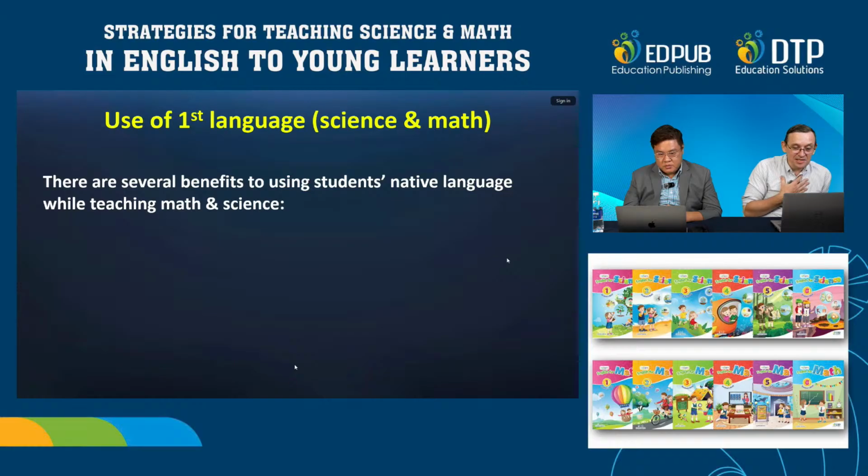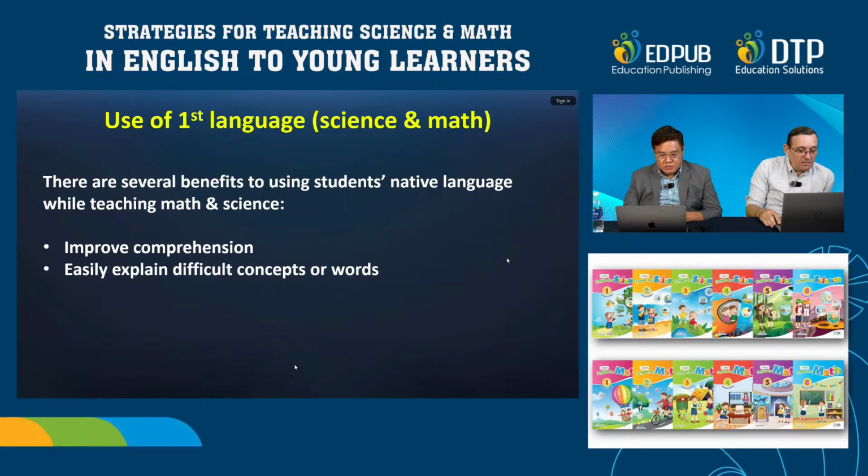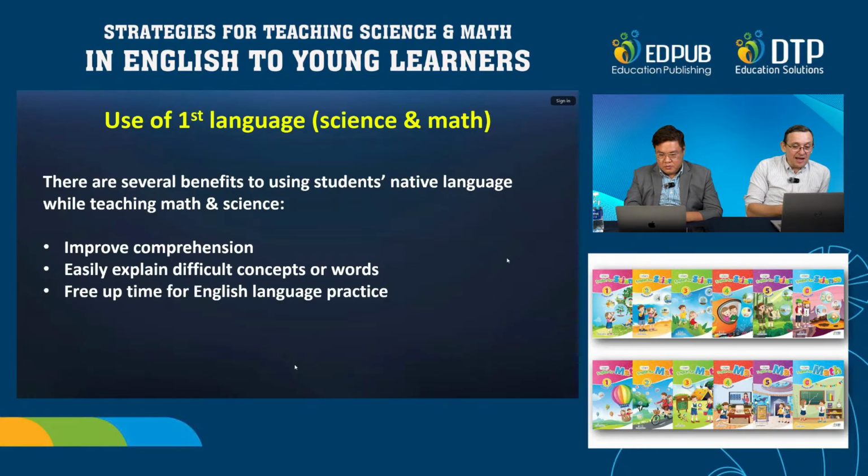Personally, I can't do it because I'm not going to speak Vietnamese. But there are benefits to using the student's native language while teaching math and science. And I think particularly for math, there are benefits to using it. So firstly, we can improve comprehension. Some concepts that may be more challenging, maybe they do need to be explained in the native language. You can easily explain difficult concepts or words, and also it frees up time for English language practice.